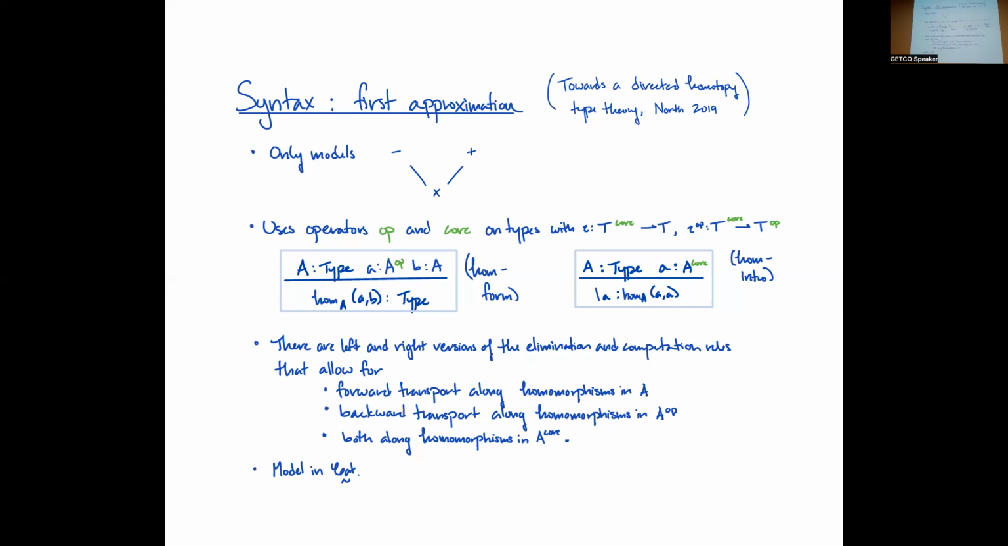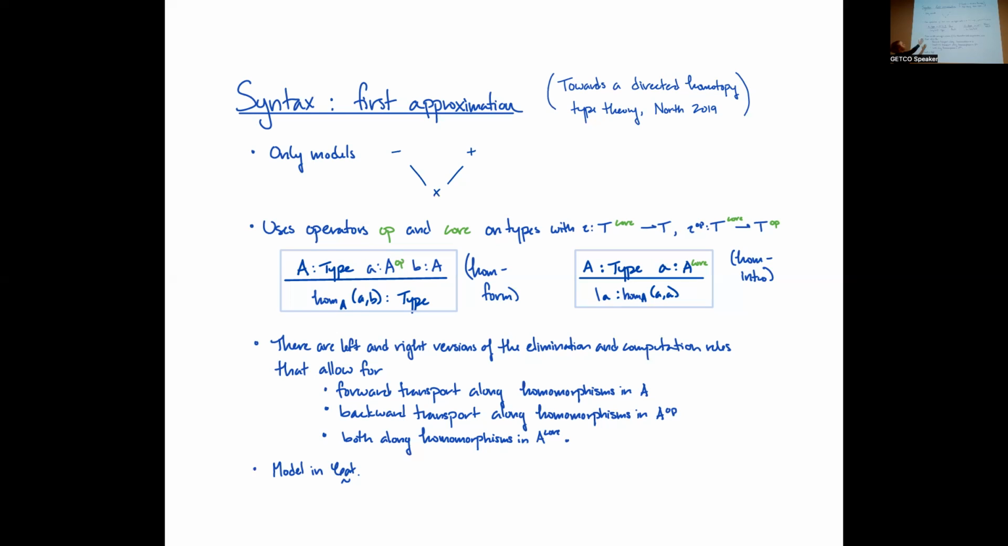Okay, so to do this, we use operators op and core. op can turn any type into the opposite type that has all the same terms, but where the paths go in the opposite direction, and core in some sense removes all the paths, or just leaves the undirected paths, or sorry, the invertible directed paths in the directed topology sense. And then of course we want to use inclusions from T-core, the thing where we forget all the paths, into T, and also into T-op.